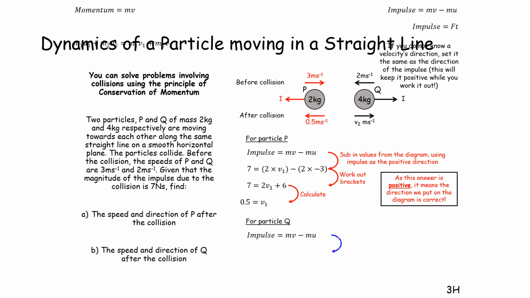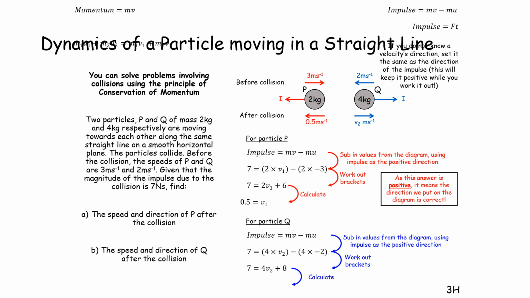Now for particle Q, you substitute the impulse in, and you expand the bracket and do the working out, we get minus 2.5. Well, that's interesting. The negative is telling us it actually went the other way. It means it was actually going to the left. If the answer is negative, the direction will be opposite to the one in the diagram. So we can see in the diagram 0.25 meters per second.